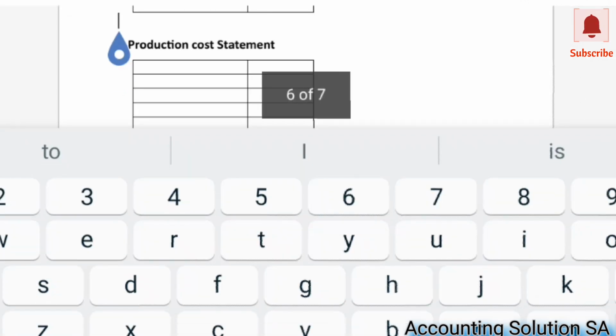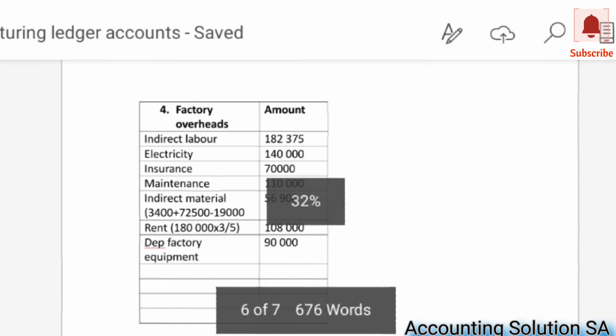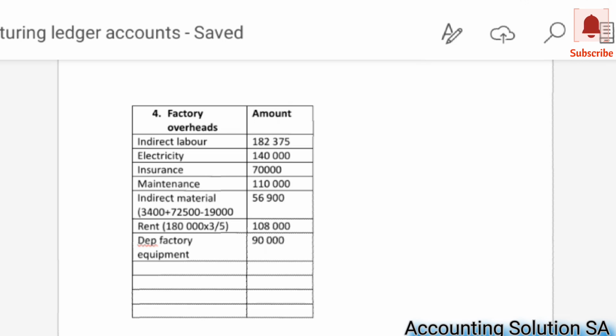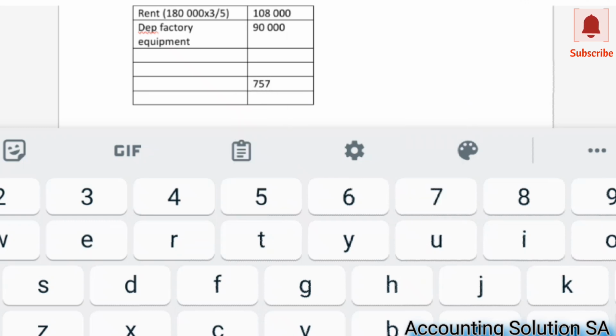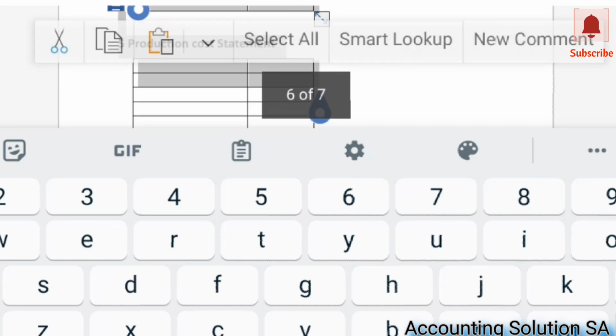Okay, a total now, how are we going to calculate it? We have to add everything. Okay, let me do this. Then let's calculate. We have 90,000 plus 108 plus 56,900 plus 110 plus 70,000 plus 140,000 plus 182,375 and 7. Okay, then it's gonna give us an amount of, okay, let me write it down, 757,275. Okay, it gives us this total.